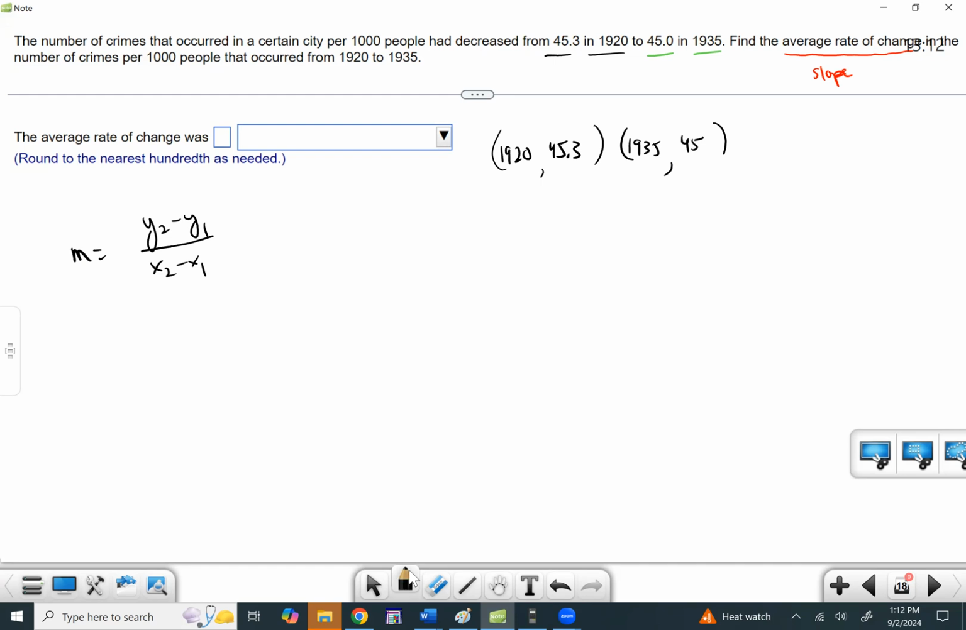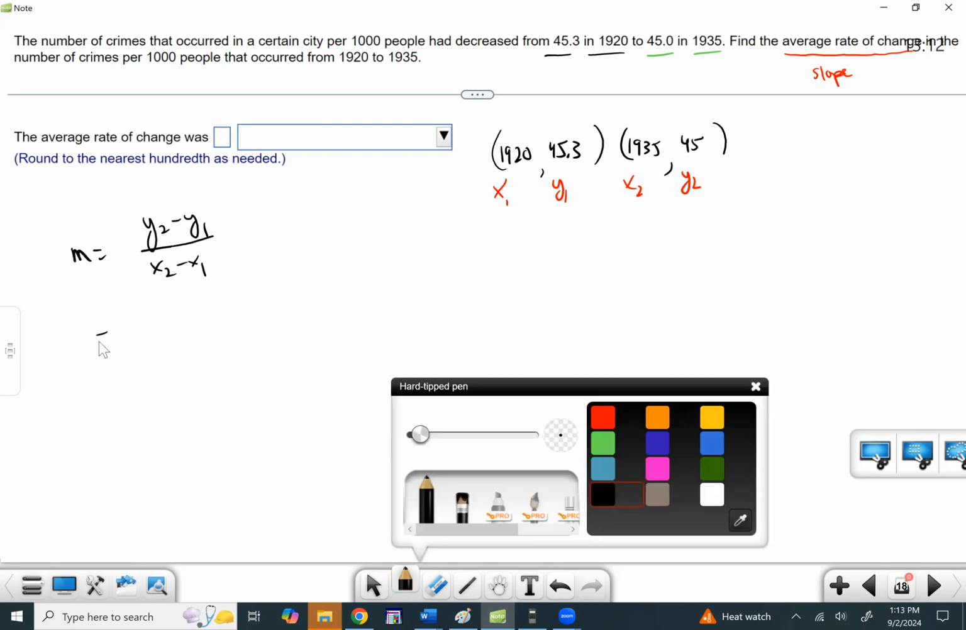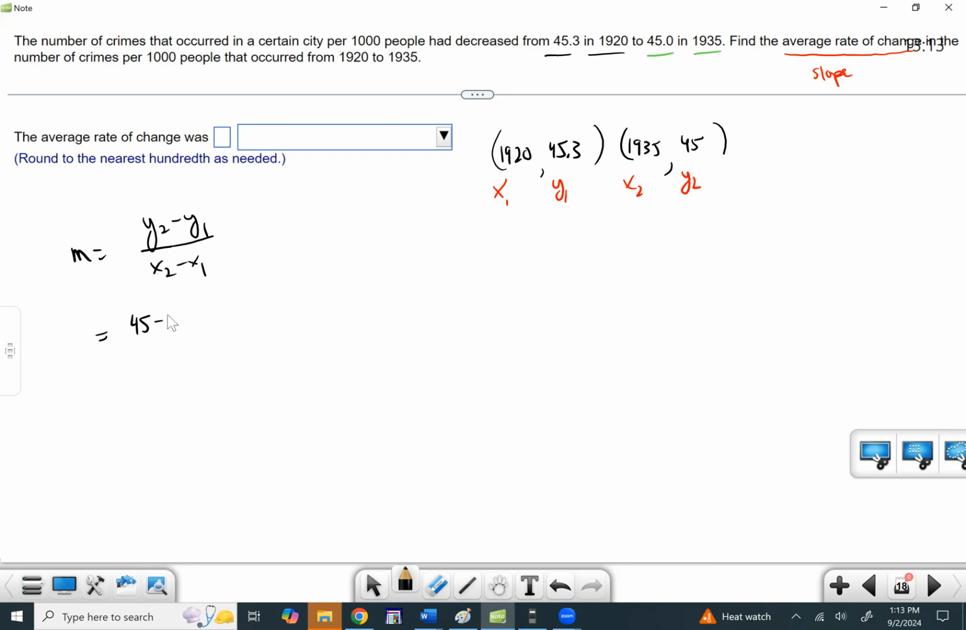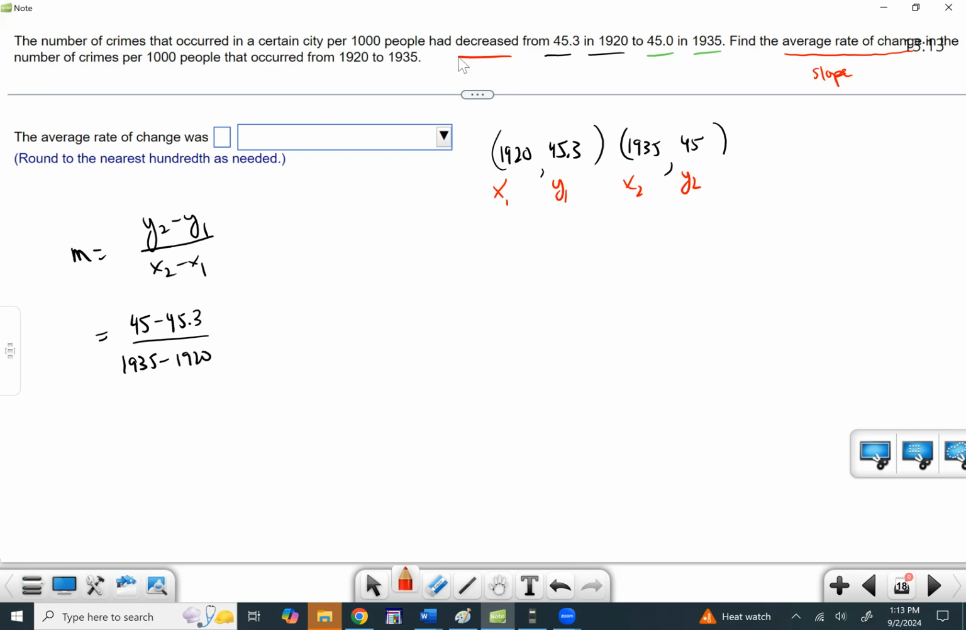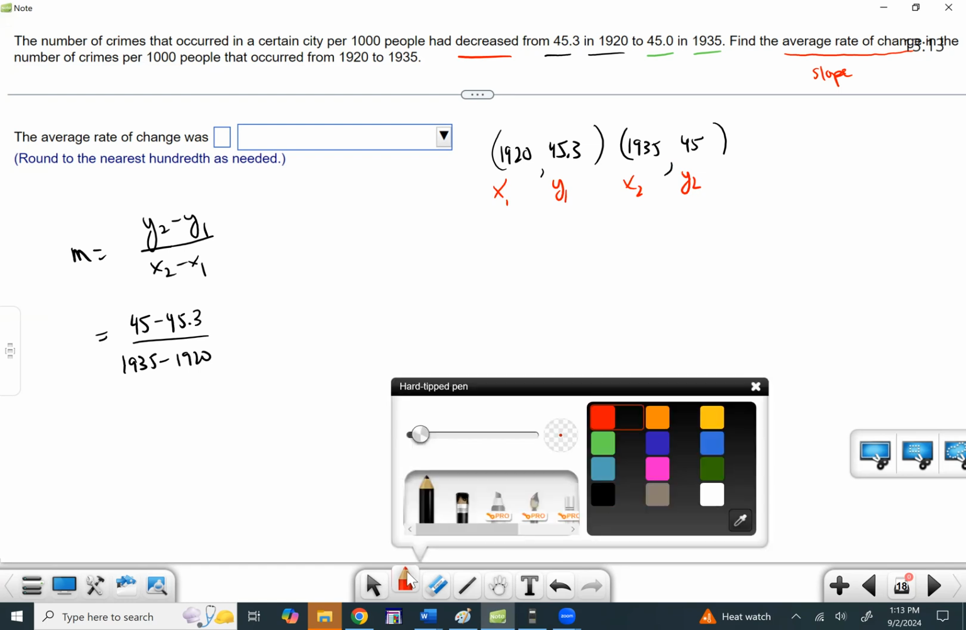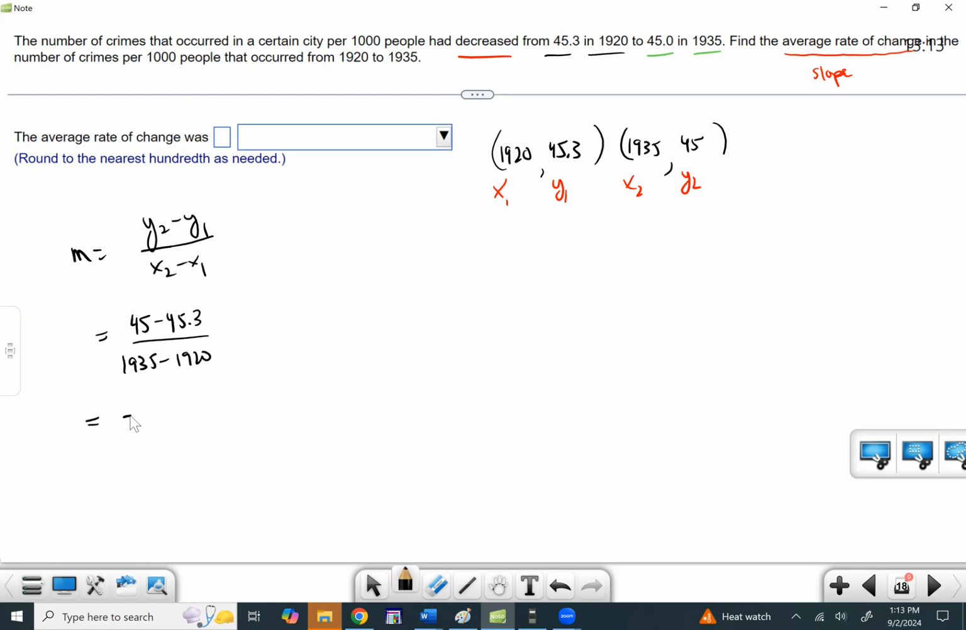So now, once I've got that all set up, I feel really comfortable with doing this process that we've done a few times now. So here we go. Y2 minus Y1 over X2 minus X1. Now, the other word that was important was decrease. This tells me my slope is going to be negative when I get done. So it's nice to have that little hint, okay? All right, so I'm going to get negative 0.3 on the top. And 1935 minus 1920 would be 15.